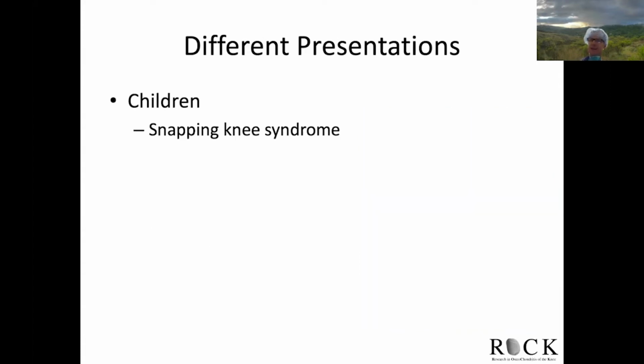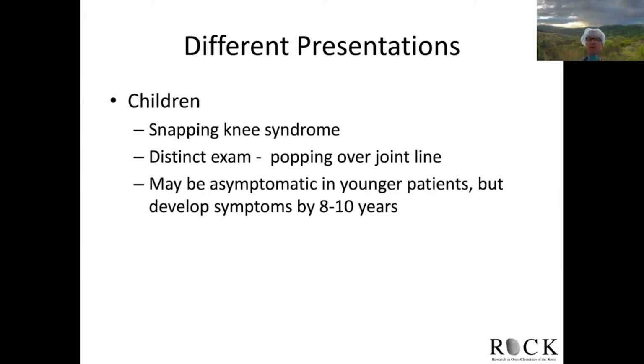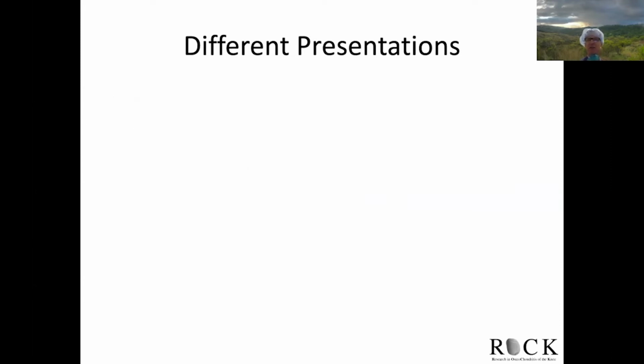It presents differently. In young children who have a large discoid meniscus, they may simply have a painless but recurrent snapping knee, and you can almost even feel it: you put your finger over the lateral joint line, move the knee, and you can sense this popping over the joint line. In many cases, though, it's relatively asymptomatic, other than the patients noticing the mechanical symptoms. Parents may notice this, but the child may not have much discomfort whatsoever until 8, 10 years or later.